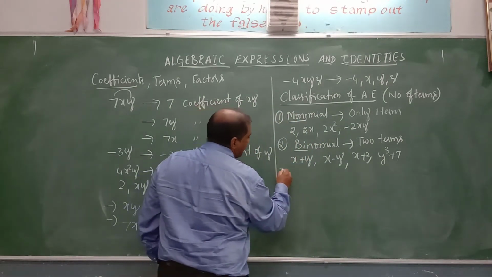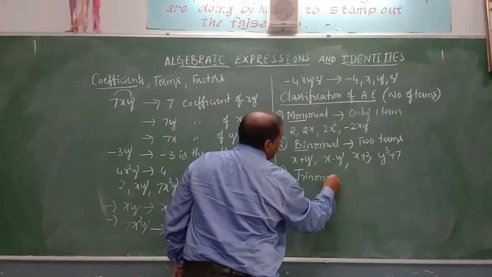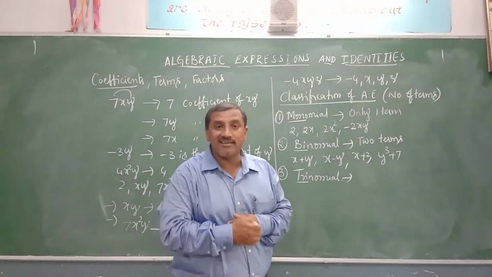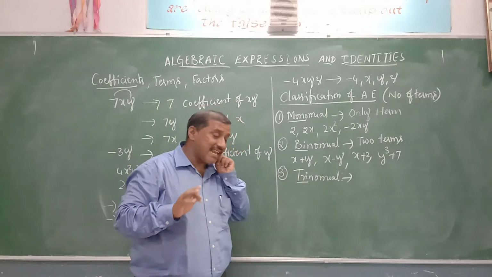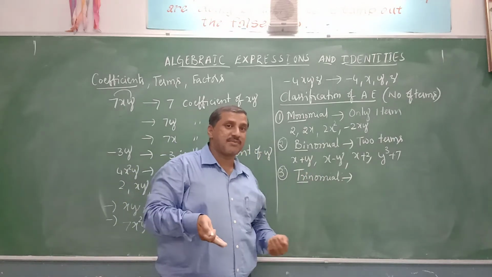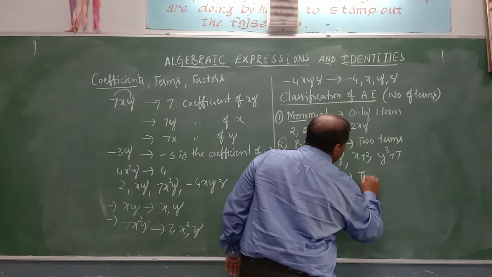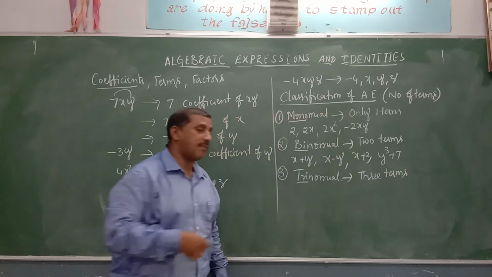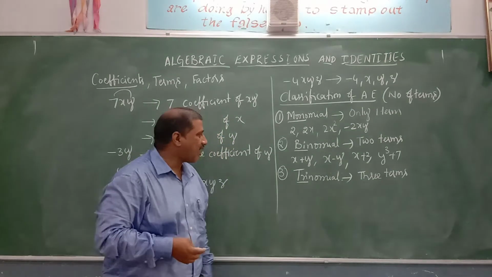So the next classification is trinomial. What is a trinomial? Tri means 3. Triangular you studied in geometry. Tri means 3. So trinomial means an algebraic expression which contains 3 terms. An algebraic expression which contains 3 terms is known as a trinomial.